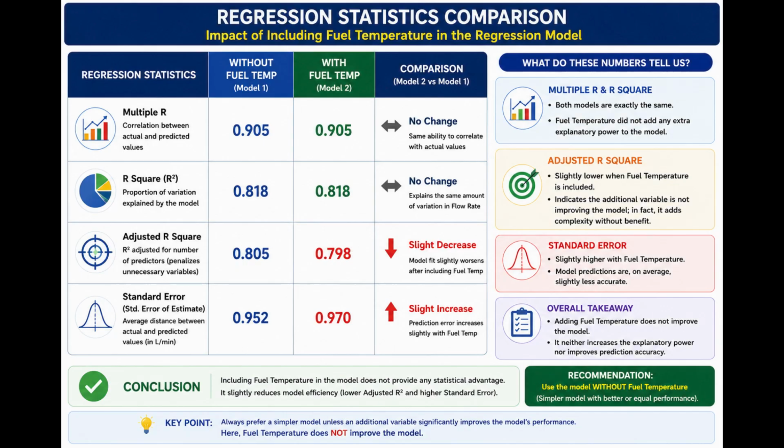So friends, that is all for this video. In this session, we covered the first section of the regression output, regression statistics, and learned how to interpret multiple R, R square, adjusted R square and standard error. In the upcoming videos of this series, we will explain the remaining sections of the regression output, including the ANOVA table, regression coefficients, p-values, residual analysis and diagnostic plots.